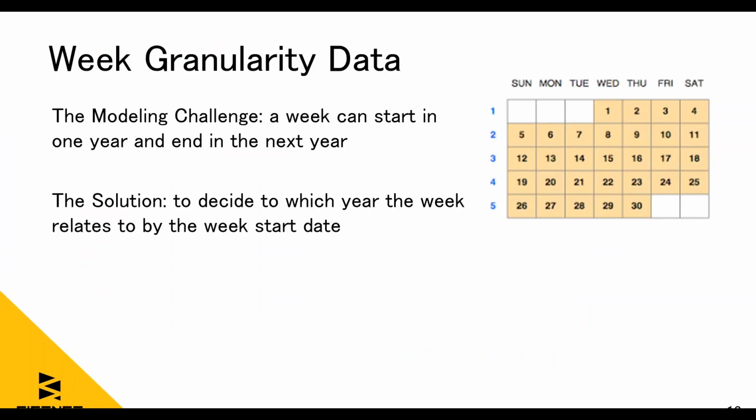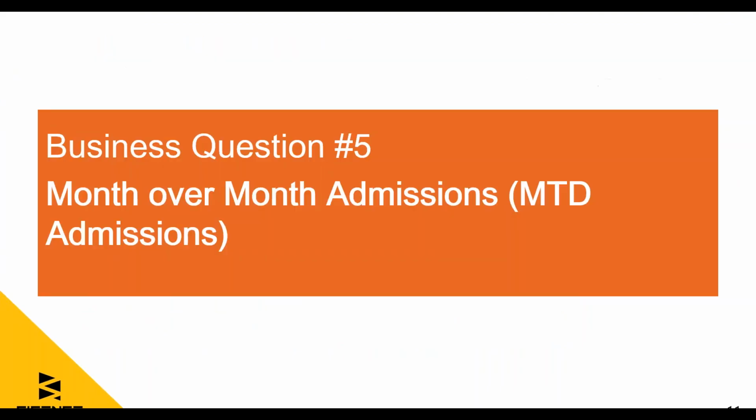Now to our next business question, month-over-month admission. Let's say today is the 20th of April. I want to know how much I've sold until now, or how many admissions I've had until now, and I want to compare it to previous months. But previous months have 30, 31 days, not 20 like I do today. So month-over-month admission comes to solve this issue.